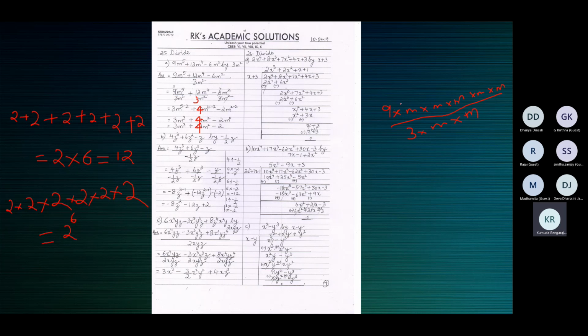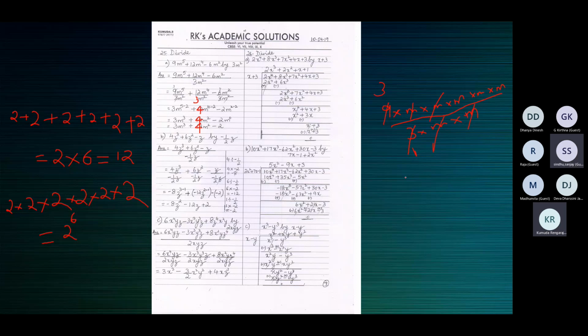9m to the power 5 is this numerator, children. Correct? And 3m square is this one. 3 into m square means 3 into m into m. So m and m will get cancelled. Correct? Now 3 ones are 3, 3 threes are 9.